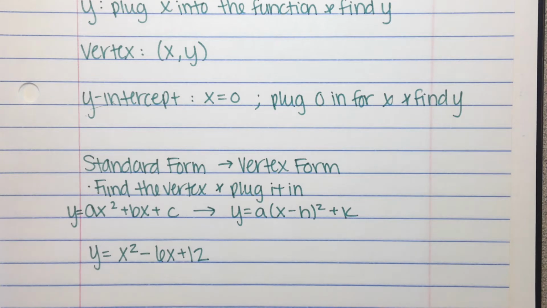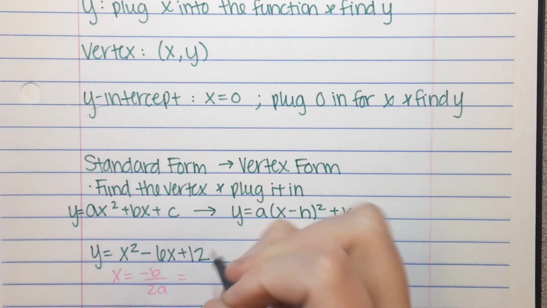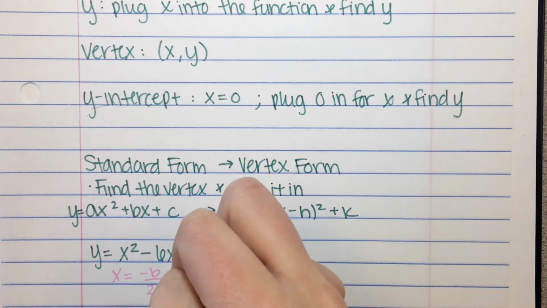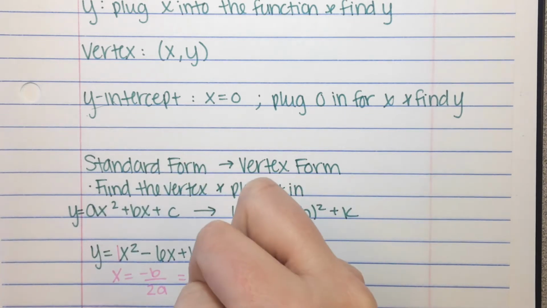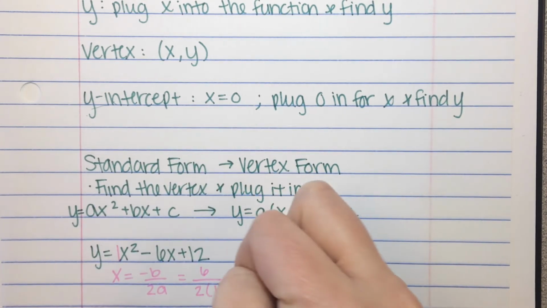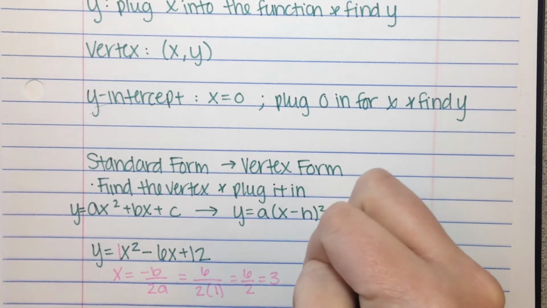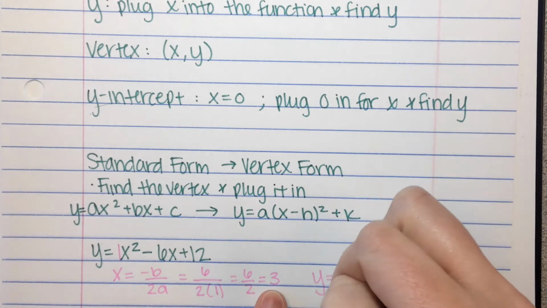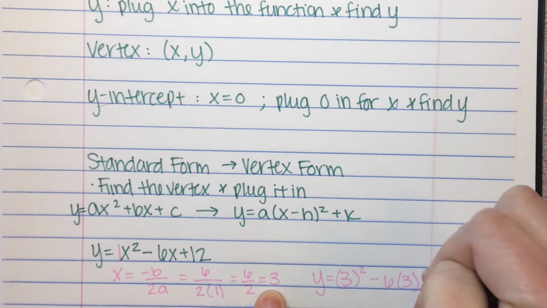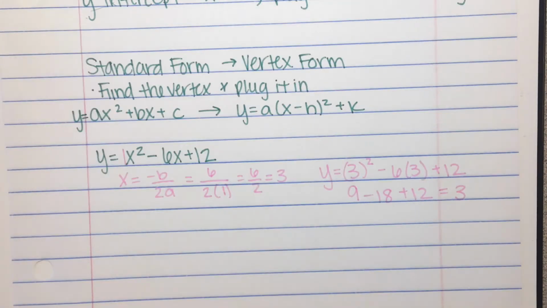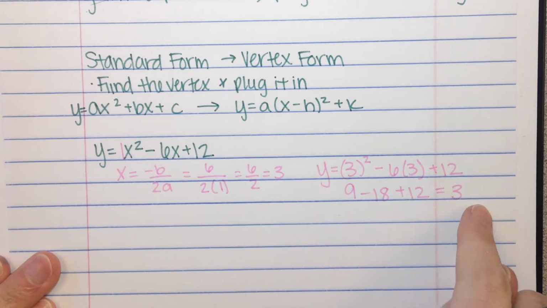Okay, first I'm going to find the vertex. So I know x equals negative b over 2a. Well, the opposite of my b is 6. 2 times a is 1. There we go. So that's 6 over 2, which equals 3. So there's my x. Now to find y, I'm just going to plug 3 in everywhere that there's an x. So that's 3 squared minus 6 times 3 plus 12. Okay, so I plug 3 in and I got 3, so y equals 3.